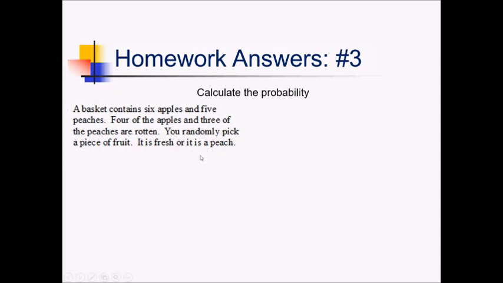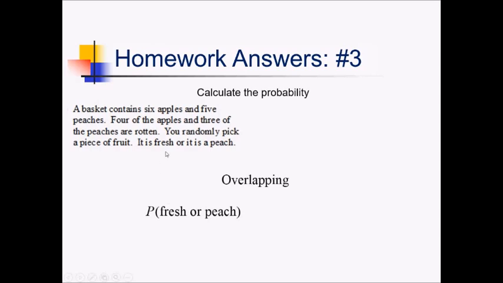So since there's overlap between fresh and peach, we're going to have to calculate the probability of each one, add them together, and then subtract the probability of having both of those at the same time. So the probability of fresh or a peach. Well, let's deal with fresh first.